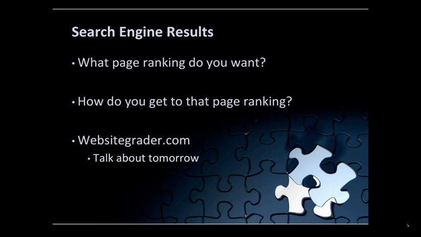Now, gaining traffic to your website involves search engine optimization. So how people find you on the internet. So you have to look at what your page ranking is right now. And you have to look at, okay, what do I want it to be? How do you get it to that page ranking that you want? So by using websitegrader.com, and like I said, these slides are taken from the course, so we talk about that in the next day, how to use it. But it's a great tool to help you actually learn what your search engine optimization is, where you're at right now, and how you can improve it.